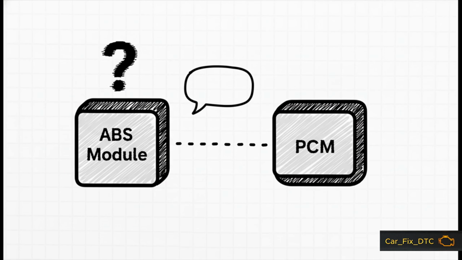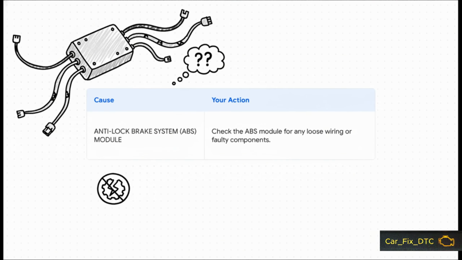All right, let's move on to suspect number 2, the anti-lock brake system module itself. So if the wiring, that nervous system, looks totally fine, then maybe the problem isn't the phone line. Maybe it's the person who is trying to make the call in the first place. And that's the ABS module. It's the one that's supposed to be sending the message. This means the module itself could be the culprit.